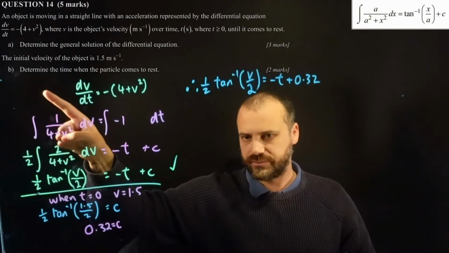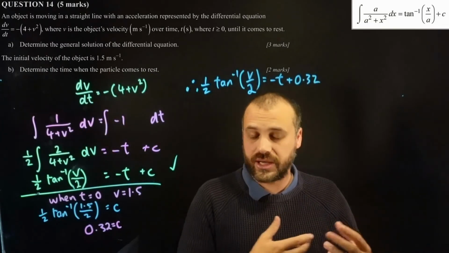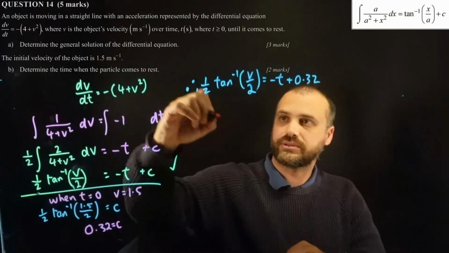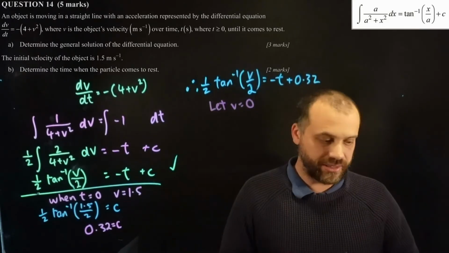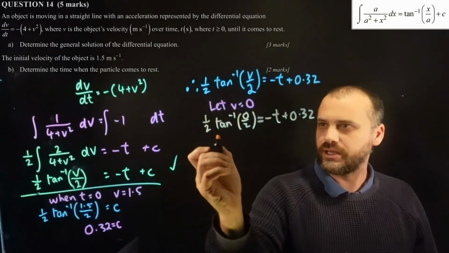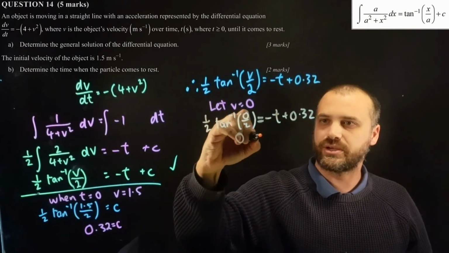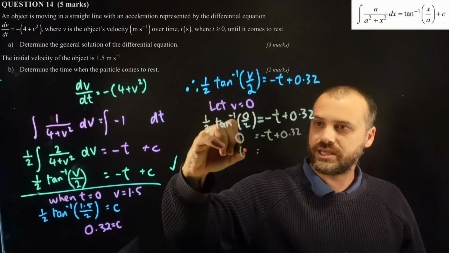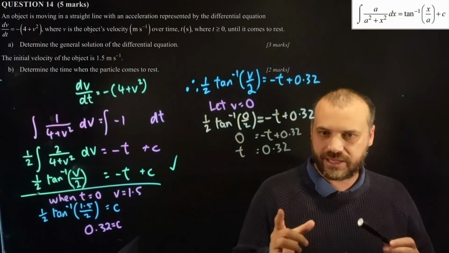Let's answer the question. Determine the time when the particle comes to rest. When particles are at rest, they have velocity equals 0. So we just need to let v equal 0 and figure out what t is at that velocity. All right, so I've let v equal 0. Here's my equation. Now, if you type this into your calculator, you'll get 0. So that means that 0 equals negative t plus 0.32, which of course means that t equals 0.32. And that is our final answer.